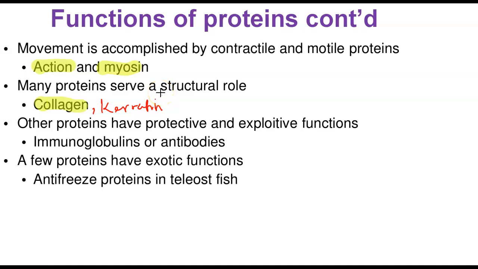Other proteins can also have protective and exploitative functions. An example is the immunoglobulins. The immunoglobulins and the antibodies are good examples of proteins that play an important role in protecting the body against invading organisms. And a few proteins can have exotic functions. A good example is the antifreeze proteins found in teleost fish, which help these fish survive harsh frozen weather conditions. So this is a brief look at the functions of proteins.